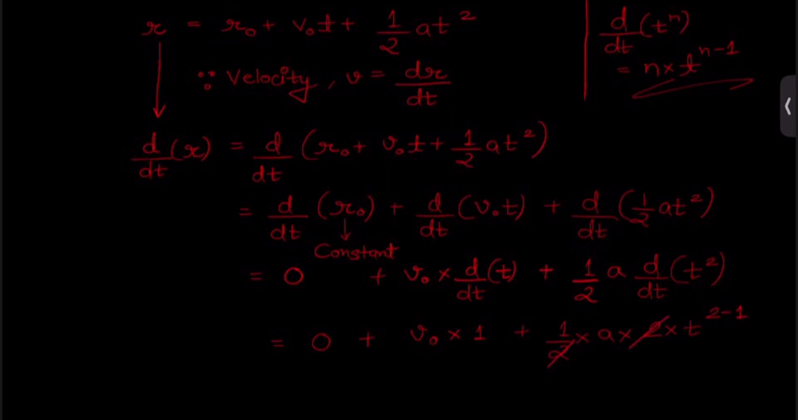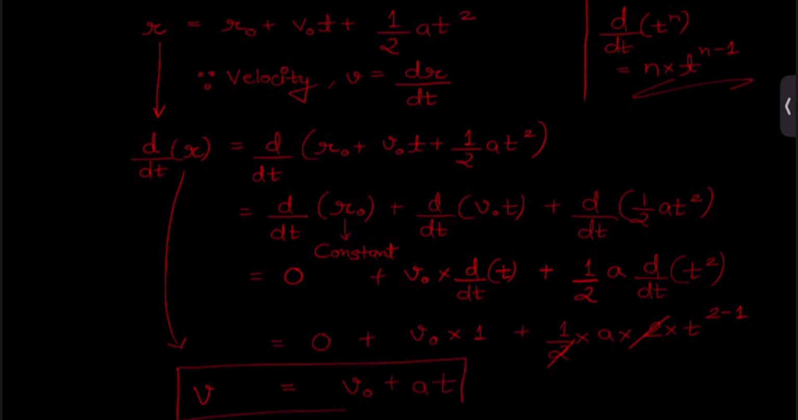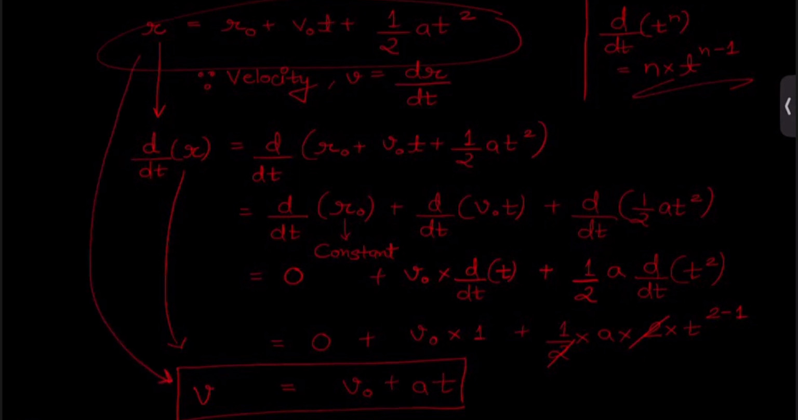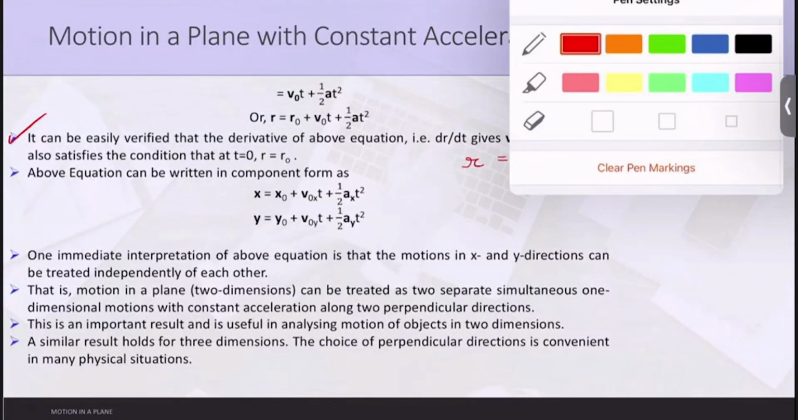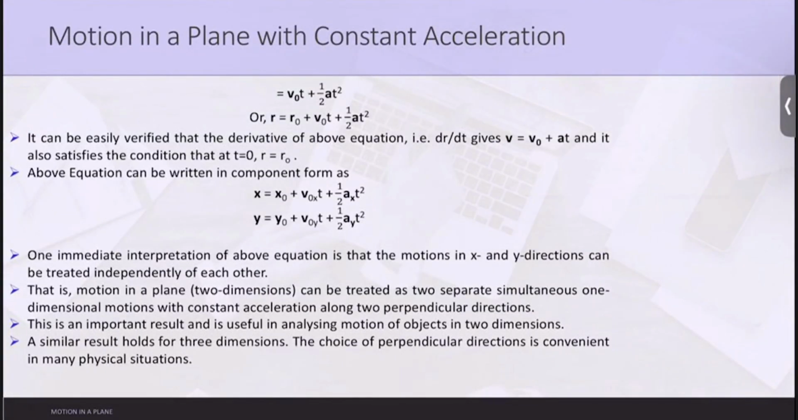So 2 gets cancelled. Therefore, we know dr by dt is nothing but v, the instantaneous velocity, which is equal to v naught plus at. So this can be derived from here also. Using this and differentiating it, finally we got the relation v is equal to v naught plus at. That is the only line written here: it is easily verified that the derivative of the above equation, dr by dt, gives v equal to v naught plus at.